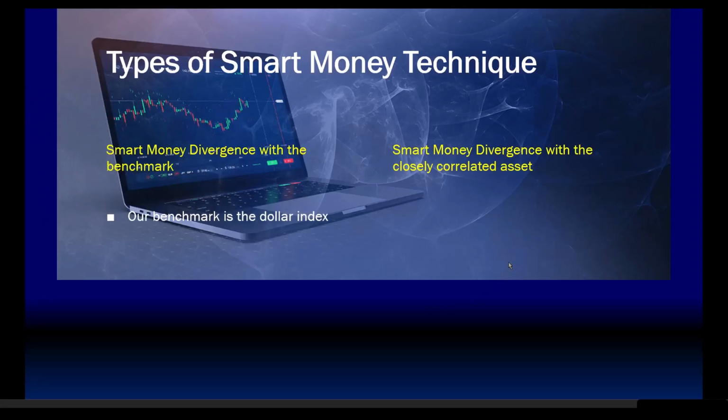Our benchmark for this particular case is the dollar index, and Euro USD and GBP USD, of course, are closely correlated. So I'll narrow down my focus to the dollar index, Euro USD, and GBP USD, so that you'll be able to get it more precisely.